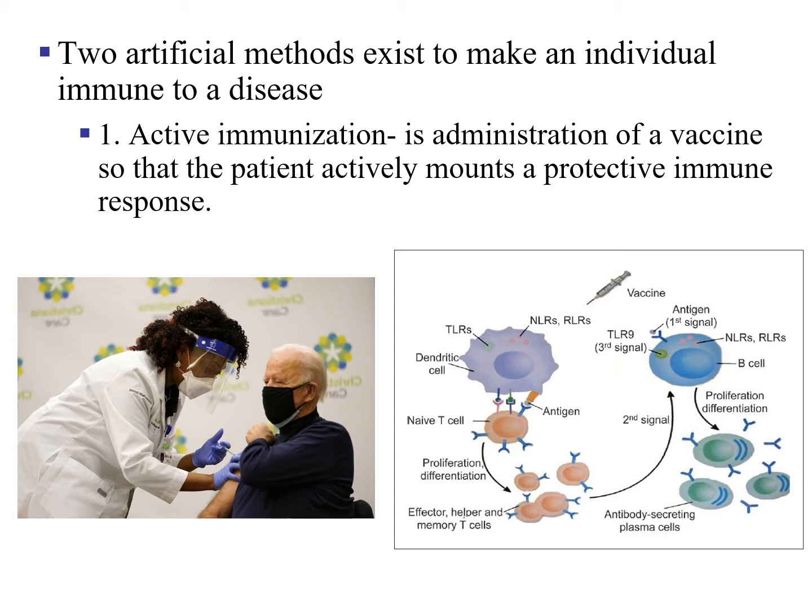Two artificial methods exist to make an individual immune to a disease. The first one we will talk about is active immunization. Active immunization is administered when a vaccine is introduced into a patient and the patient actively mounts a protective immune response. So in this picture, we see a president getting an active immunization.